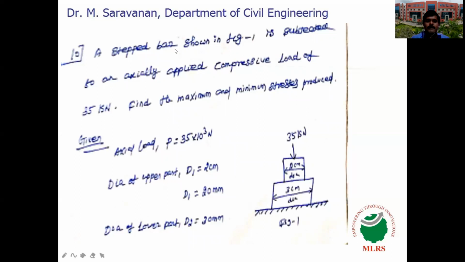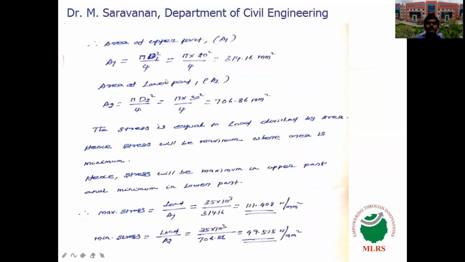Now you can see this problem. A stepped bar shown in figure 1 is subjected to an axially applied compressive load of 35 kilonewton. Find the maximum and minimum stresses produced. So axial load P given 35 into 10 power 3 Newton. If you see this figure, the diameter of the upper part D1 is 2 centimeter, therefore 20 mm. Diameter of the lower part D2 is 3 centimeter, therefore 30 mm. So they asked you to find out the maximum and minimum stress.